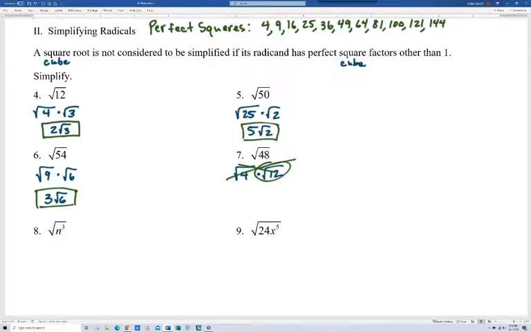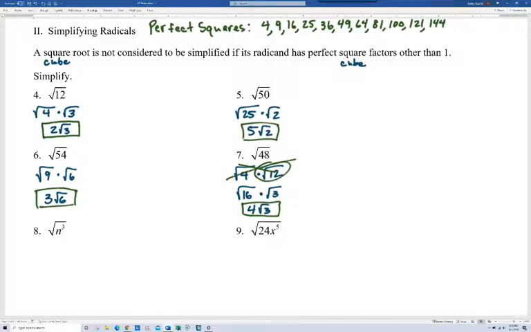Of course, 9 doesn't work, but how about 16? We could write this as the square root of 16 times the square root of 3. Notice the square root of 3 is simplified. There are no perfect square factors of 3, and so we're good here. It's going to be 4 square roots of 3.